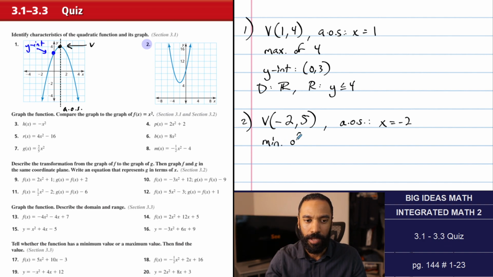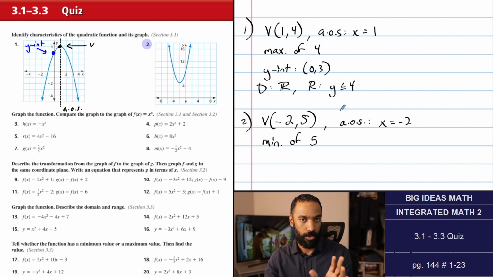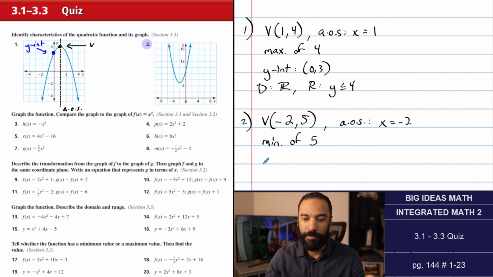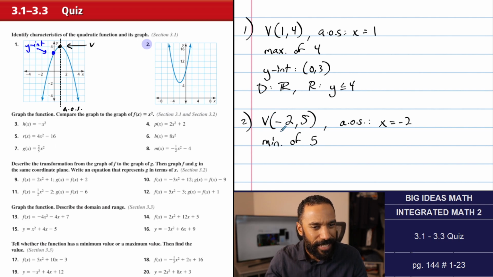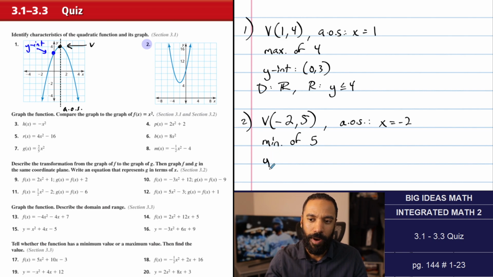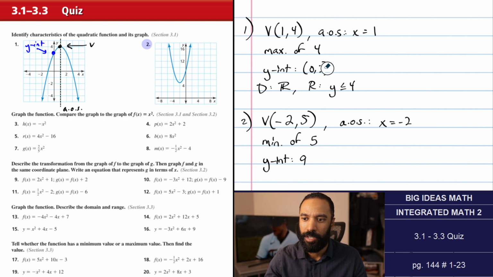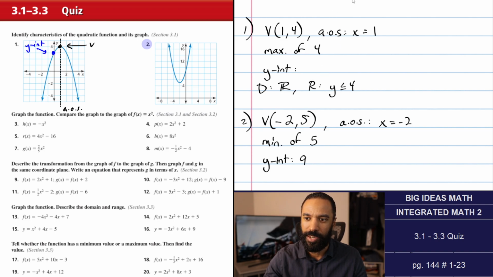It has a minimum of 5 for the y. The y represents the minimum. Minimum of 5. The y-intercept, I guess it's crossing through 4, 6, 8, 9. Y-intercept of, I'm just going to put 9. I'm just going to put the number. Y-intercept of 3, y-intercept of 9.